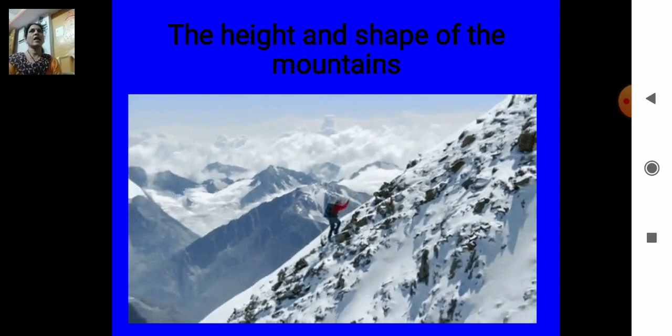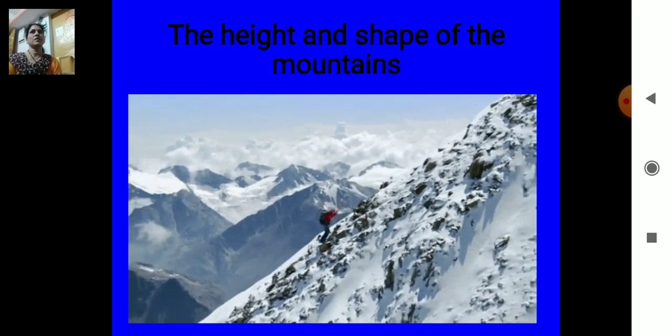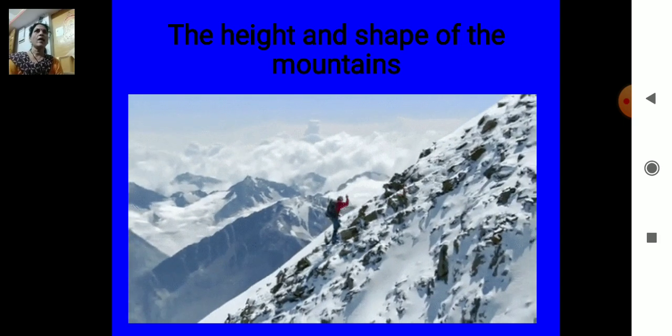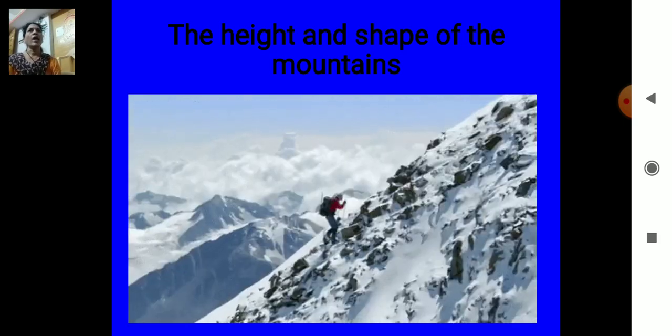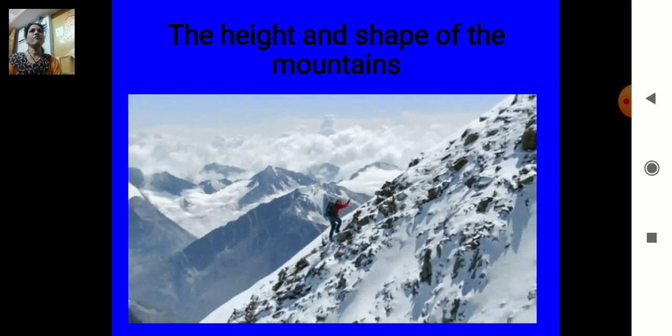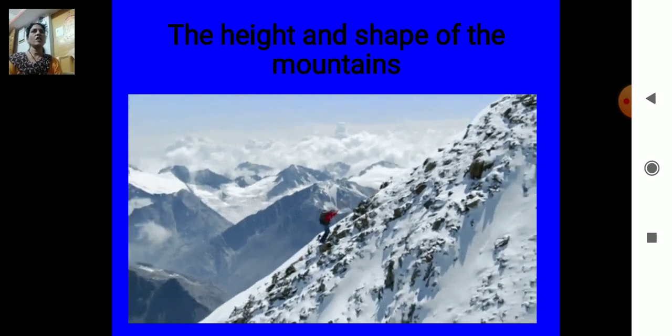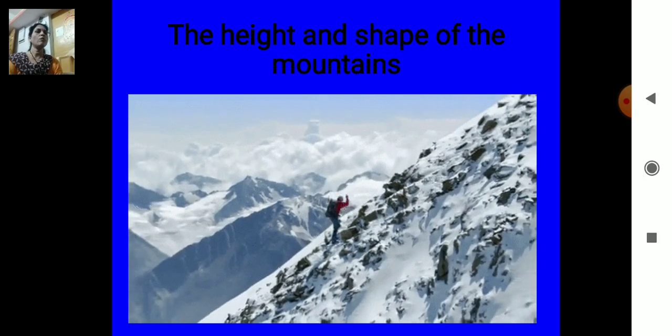The Himalayas and the Alps are young mountains. They are high and have conical peaks. The Aravallis and the Alpine chains are very old mountains. Therefore, they are low and have rounded peaks.